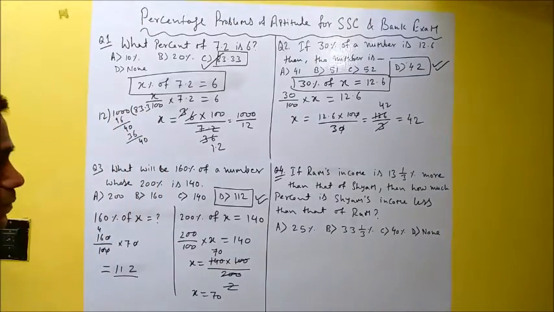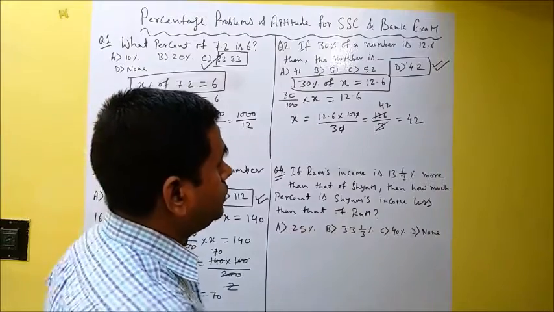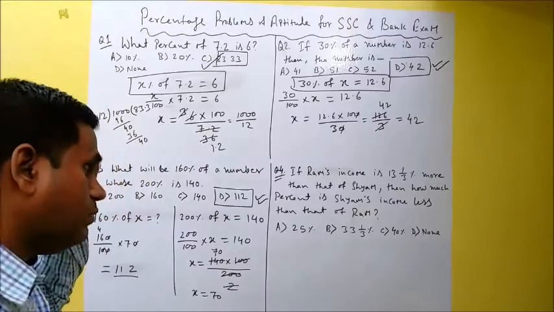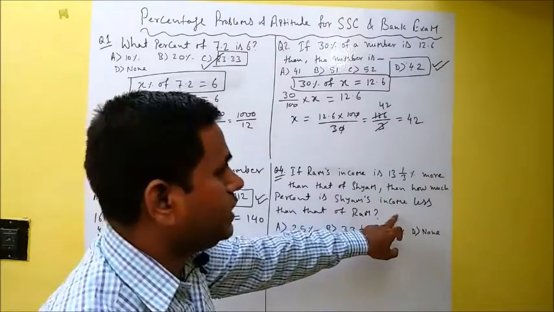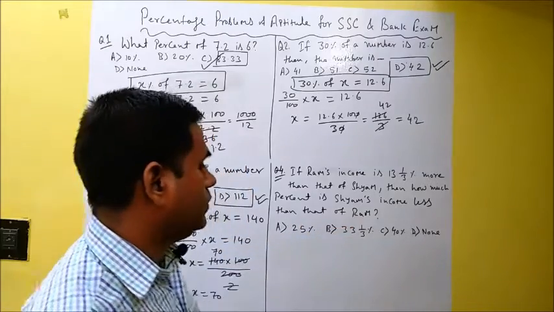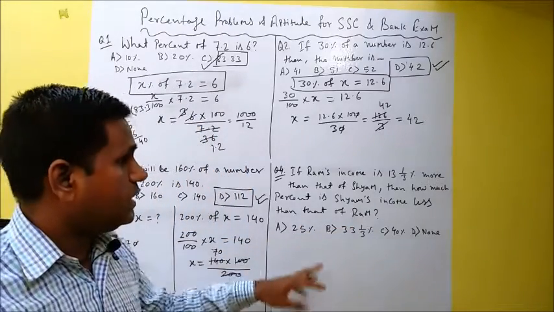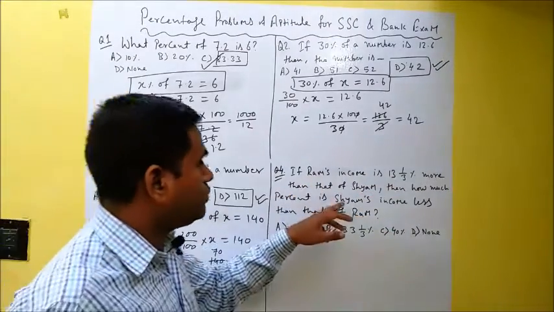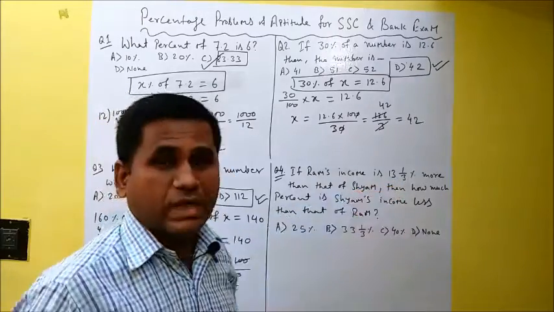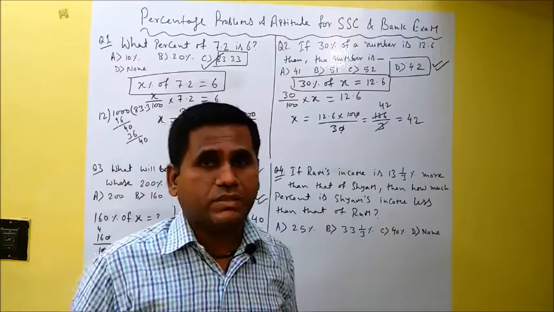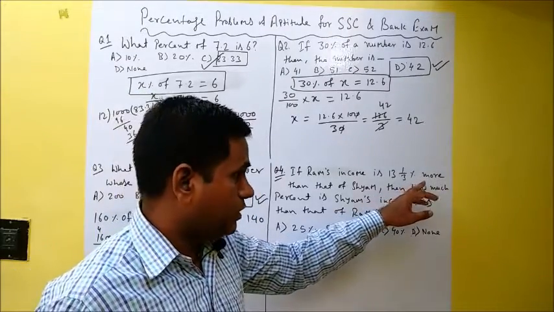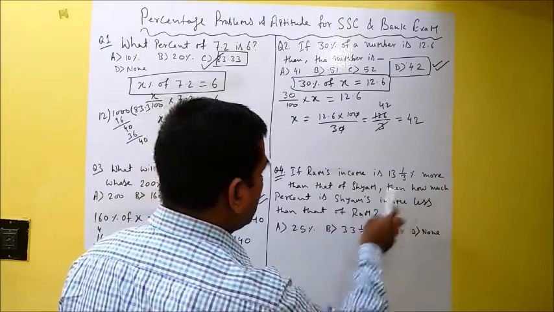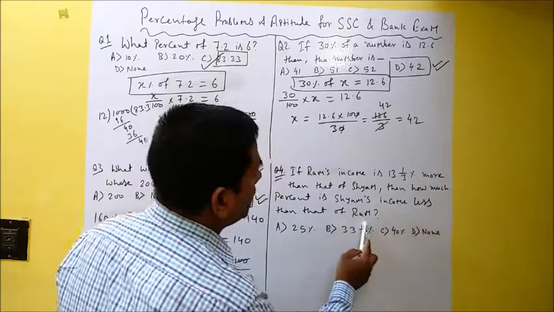So the fourth question is: if Ram's income is 13 1 by 3%, this is a mixed fraction, more than that of Shyam, then how much percent is Shyam's income less than that of Ram? So here you can see there are two persons, Ram and Shyam. Ram's income is more than that of Shyam's, but how much more? That number is not given, the percentage is given. It is 13 1 by 3% more than that of Shyam. And then it is asking how much percent is Shyam's income less than that of Ram.